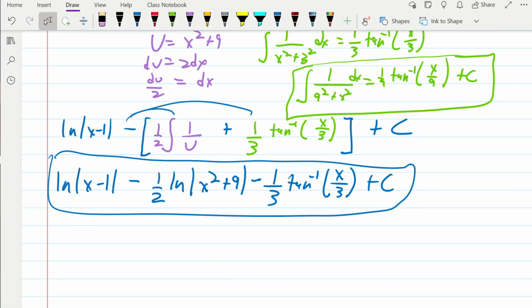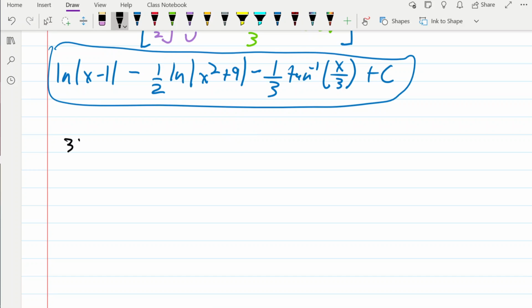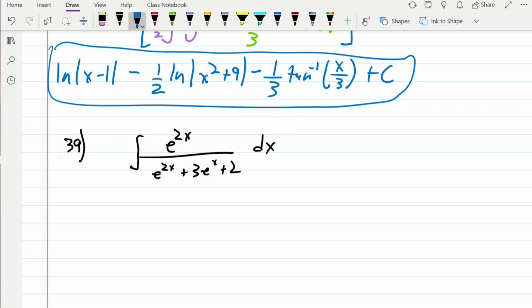Okay, let's go into a couple of the challenge problems for this section, which are probably going to be painful, but they are going to be worth it in the end. Okay, so the first one is going to be 39. So 39 is going to be the integral of e to the 2x over e to the 2x plus 3e to the x plus 2 dx. If I remember correctly, he did this one in class on one of the days, but now we're here to do it, so might as well.